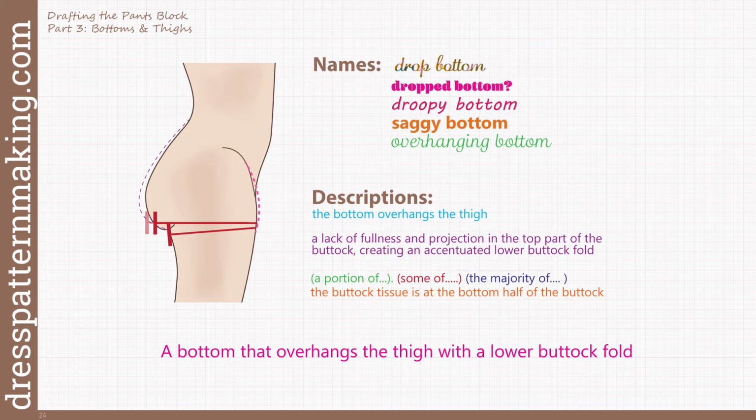creating an accentuated lower buttock fold, or a portion of, some of, the majority of, depending on your body, the buttock tissue is at the bottom part of the buttock. My summary description: a bottom that overhangs the thigh with a lower buttock fold. And you can actually have both projection and a drop as well.